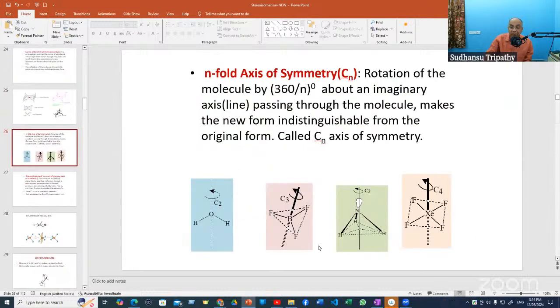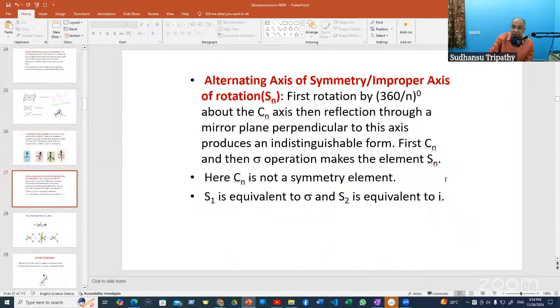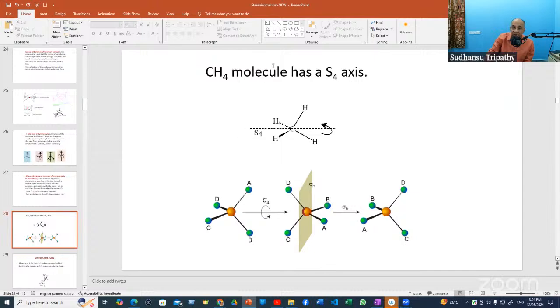BF3 has a C3 axis. So also ammonia. Although ammonia is not planar, it is pyramidal, that C3 axis is passing through the nitrogen which is at the apex, and then it is protruding through the molecule and passing through the center of the imaginary equilateral triangle, and the hydrogen atoms are lying at the three corners. So that also has a C3, and xenon tetrafluoride has C4. And I have shown you here that methane has an S4 axis, because first you make a C4 operation, and then you reflect across.